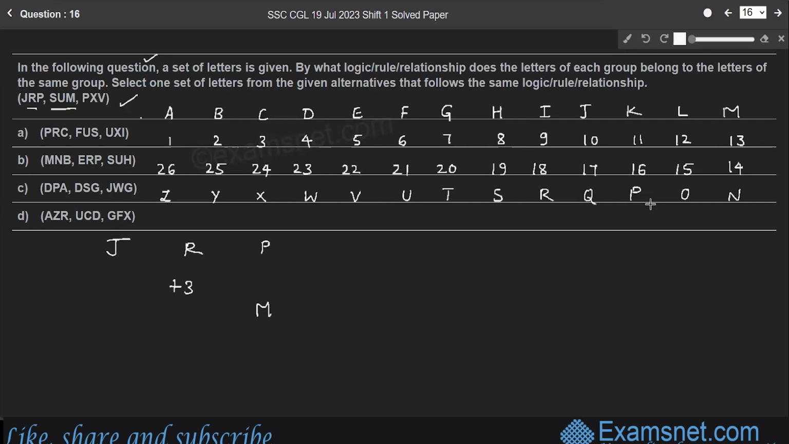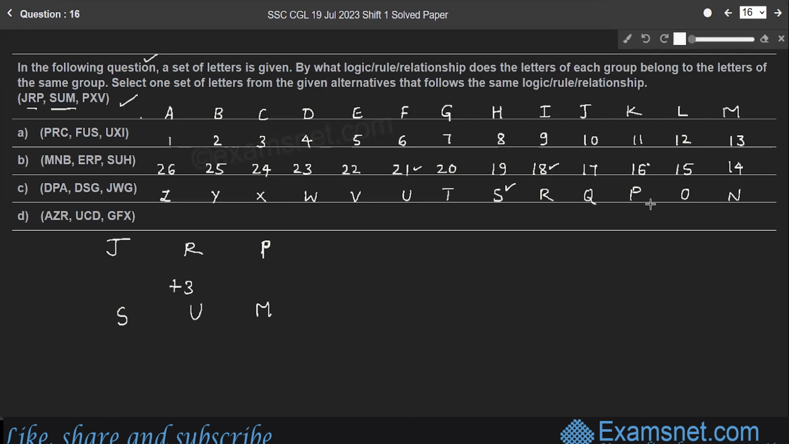So in the third place, whereas R is, what is R? 18. 18 plus 3 is 21, which is nothing but U, in the middle, since there are only 3 letters. So write the code of P, which is P plus 3. P is 16 plus 3 is 19, which is S, in reverse order, like this. Therefore, the code for JRP is related to SUM.